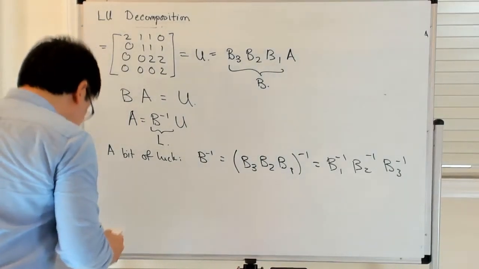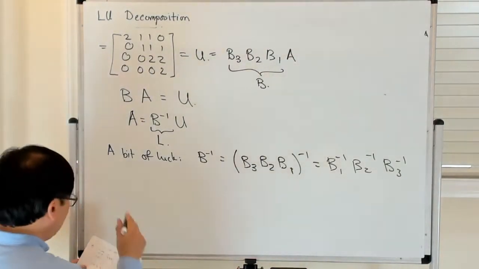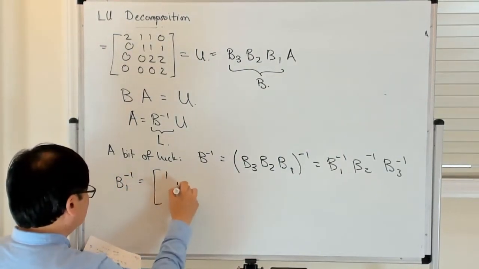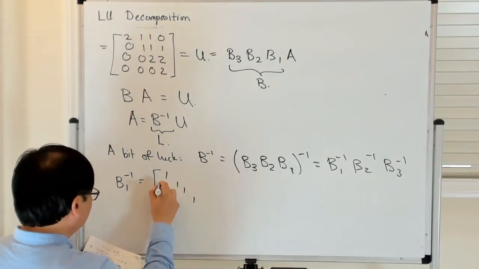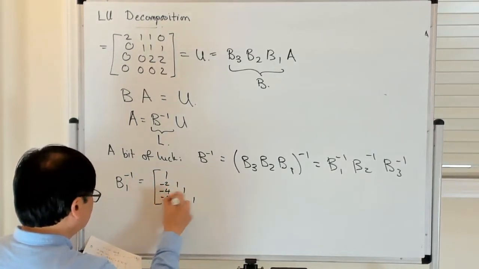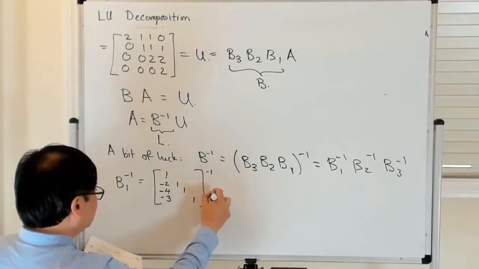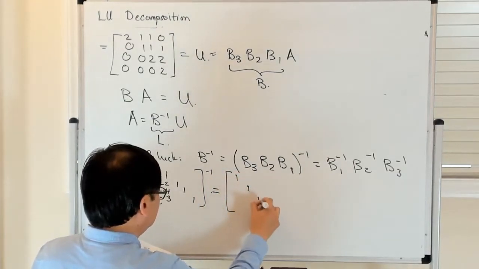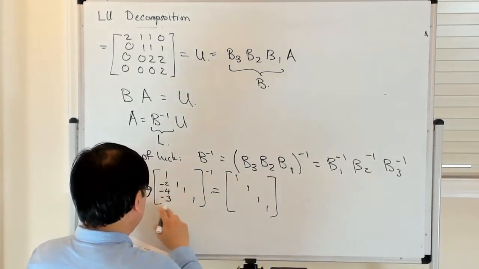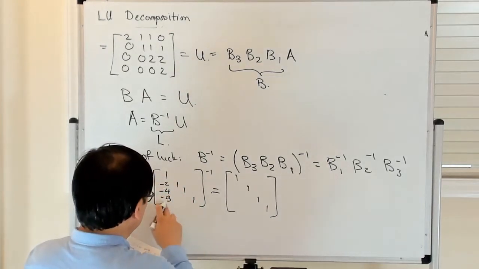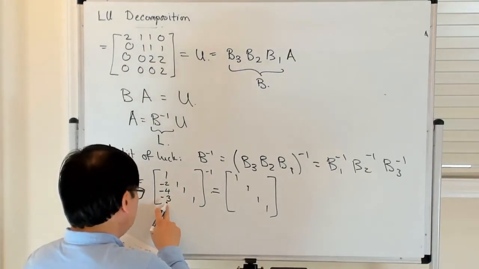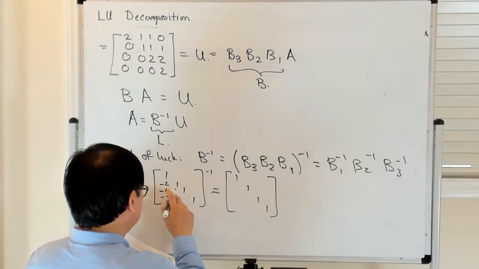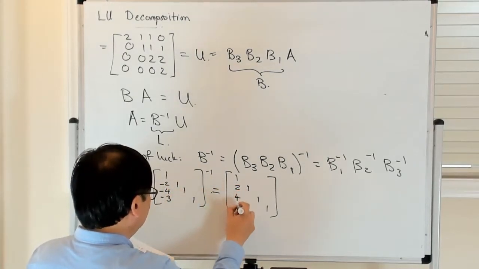What is interesting though is that B1 inverse, the inverse of this lower triangular matrix of this form, with entries -2, -4, -3, is a very simple expression. It really is the same matrix, with the same diagonal entries, but where the column below the diagonal is the same except with a different sign. So instead of -2, -4, -3, you get 2, 4, and 3.